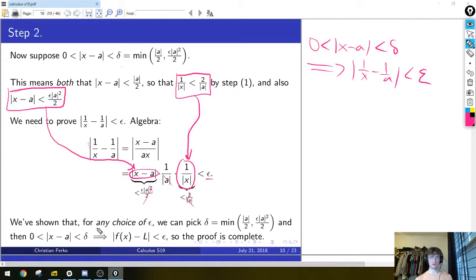Punchline is that for any choice of epsilon, we never picked a particular number, like epsilon equals 5. We never said that. For any choice of epsilon, we can make this choice of delta, and then the implication in the definition of the limit will be true. That if this is true, then this is true.